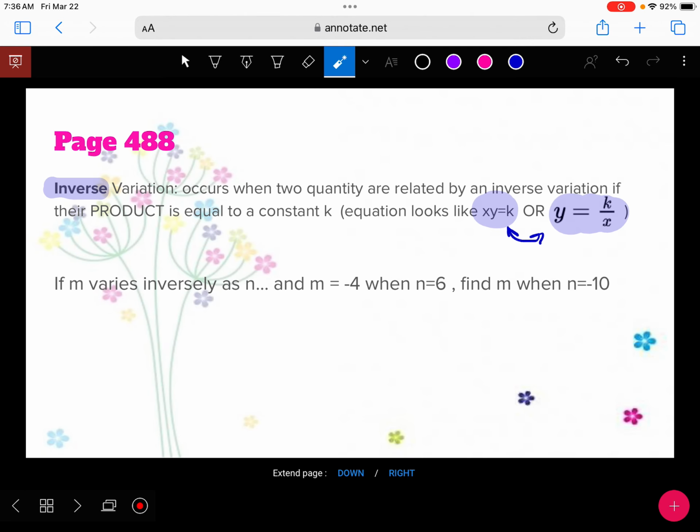So what we're going to do is look at this one down at the bottom so we can practice this and see what's going on. If m varies inversely as n, that means we're going to have m n equals some constant k. If y varies directly, there's an equal sign between them. If it's inversely, the y and the x are together, or my m and n are together.